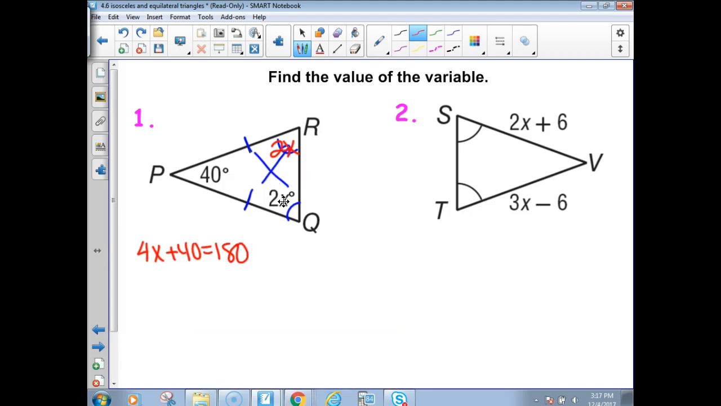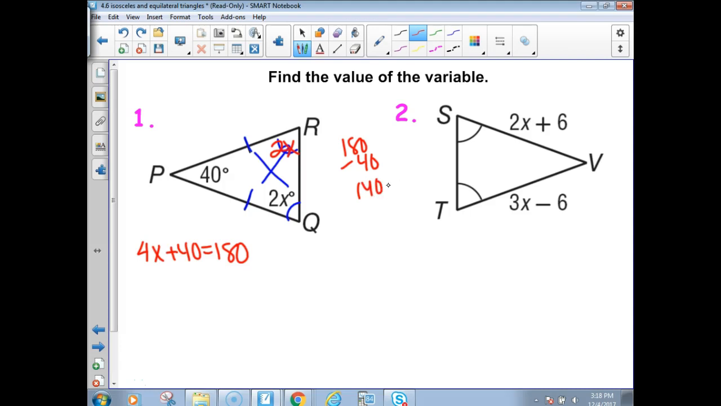Anybody think about figuring out angle R and angle Q first? Really? Nobody thought about that? Couldn't you just take 40 away from 180, divide it by 2, and you'd know how big these angles are? Okay, so that's another strategy. 180 minus 40 is 140. If you divide that by 2, both of those angles have to be 70.